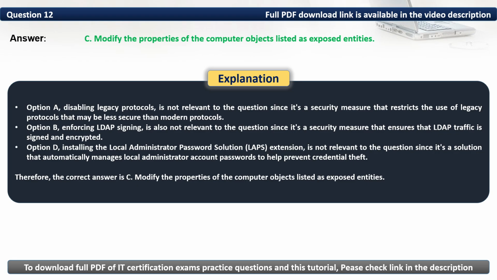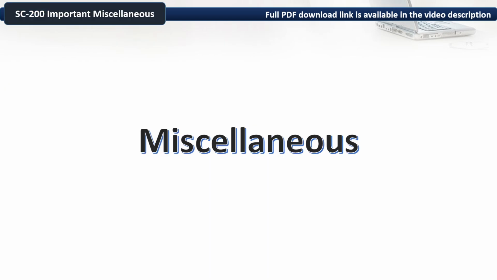About option D, installing the local administrator password solution extension is not relevant to the question since it is a solution that automatically manages local administrator account passwords to help prevent credential theft. Therefore, the correct answer is C. Modify the properties of the computer objects listed as exposed entities. To the miscellaneous questions.